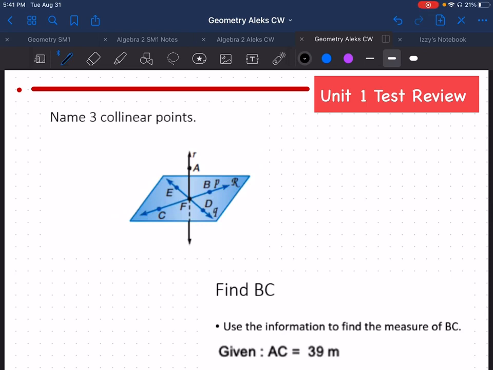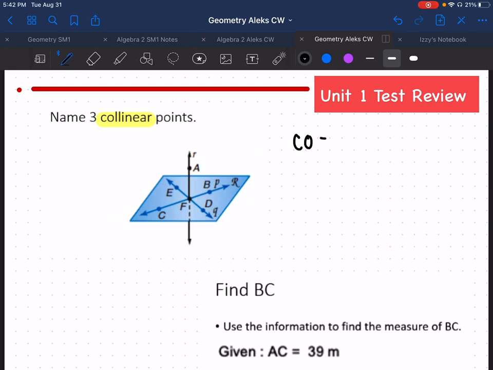Today's lesson is the review for your Unit 1 test. One of the questions that you're going to see on your Unit test today is to name 3 collinear points, retesting your knowledge of the vocabulary word collinear. We talked about this in lesson 1.1, and if you go back and look, collinear means we're on the same line. Same linear line. So all I need to do is find 3 points that lie on the same line.